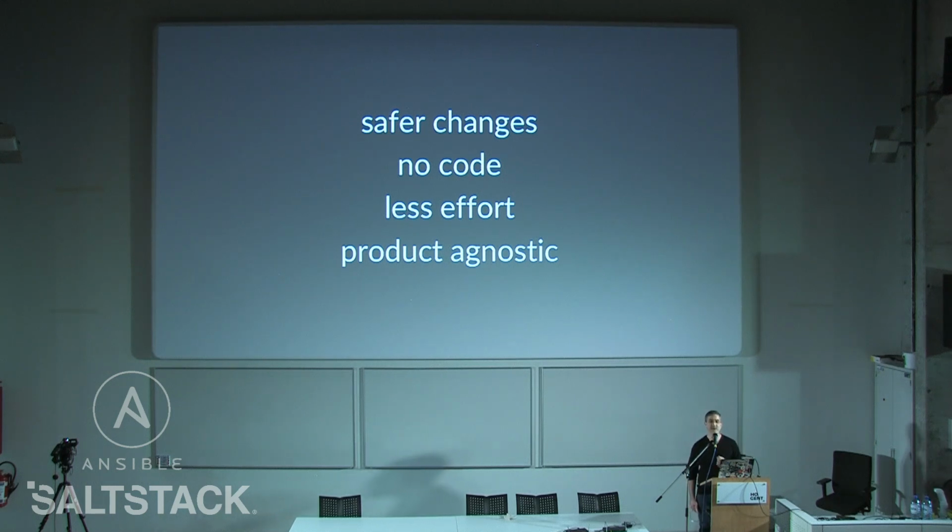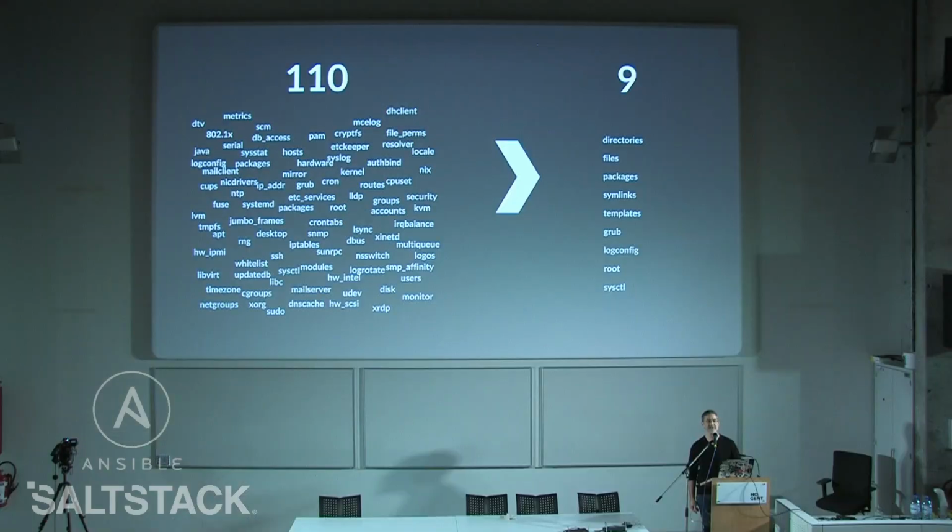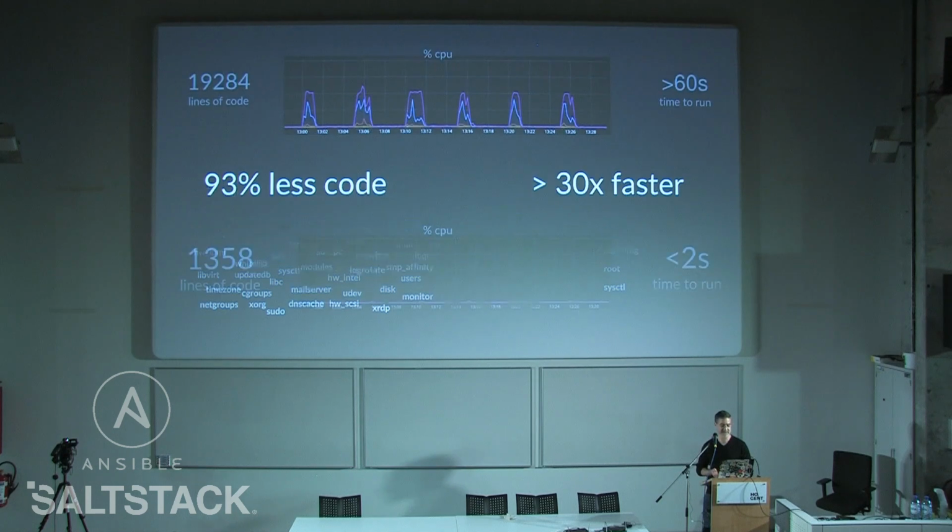We've freed up 2 engineers to work on other interesting stuff, and any of the products that you're all using today can operate like this. So in practice, this is how it looks. We used to have 110 really redundant pieces of code for managing different parts of the operating system, and we replaced that with 9 data-driven items, mostly the atoms of the operating system, things like files, packages, and services.